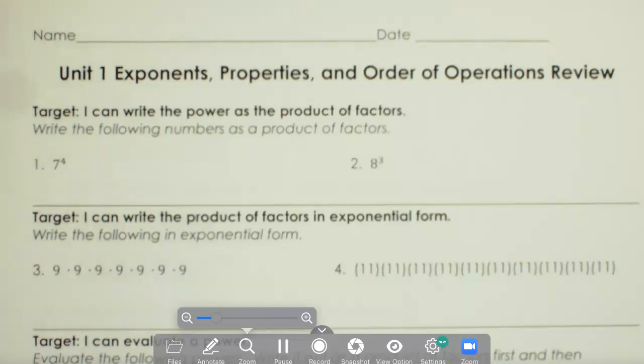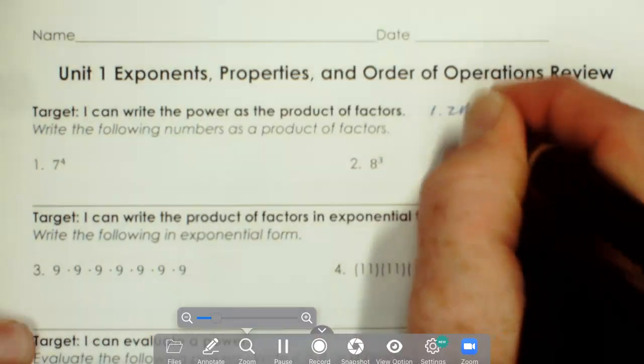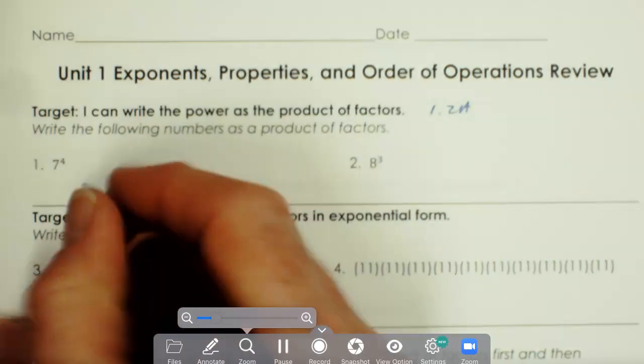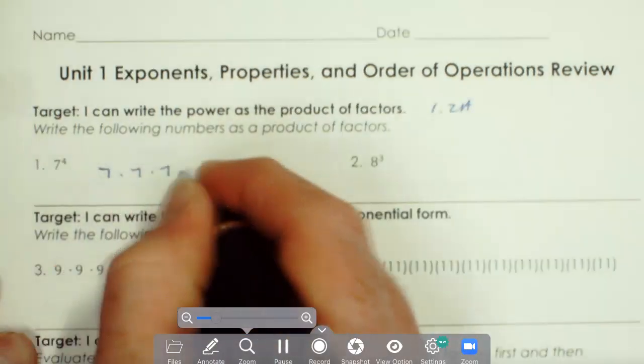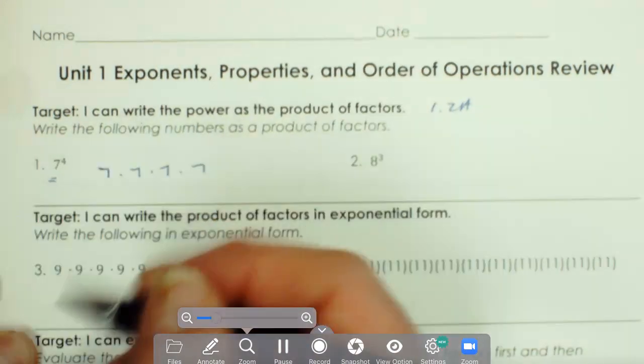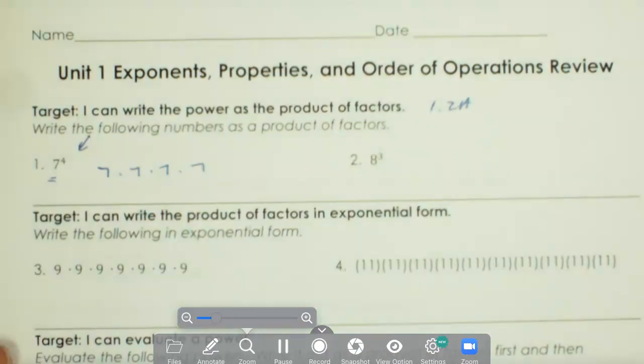First of all, we need to write the power as a product of the same factor. This is target 1.2a. We're just going to break this down: 7 times 7 times 7 times 7. The base is 7. The exponent tells you how many of them you're going to multiply together to get your answer. You notice I didn't solve it. I just wrote it out.